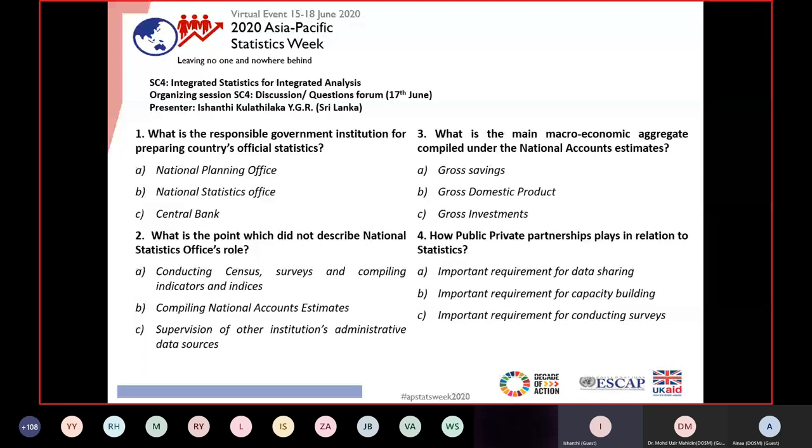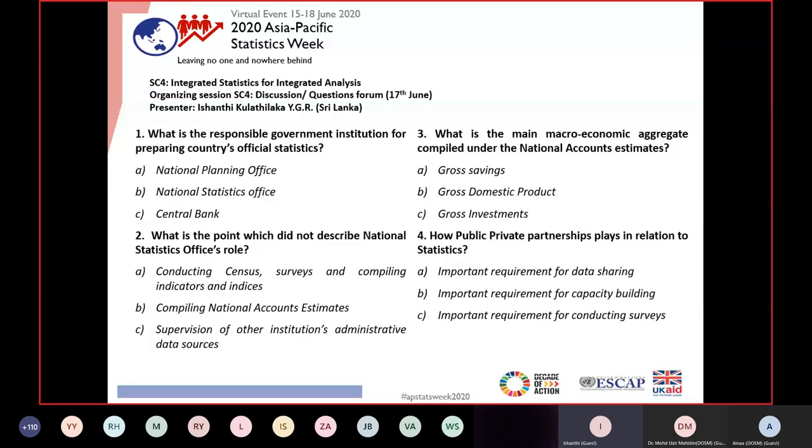And the third one is, what is the main macroeconomic aggregate compiled under the national accounts estimates? Under the national accounts estimates, and also in economic statistics, the main macroeconomic aggregate produced under NAE is the gross domestic product. We say GDP. This is the first in the sequence of accounts. We basically estimate gross domestic product at the first account, the production account, and then in other accounts several aggregates follow.